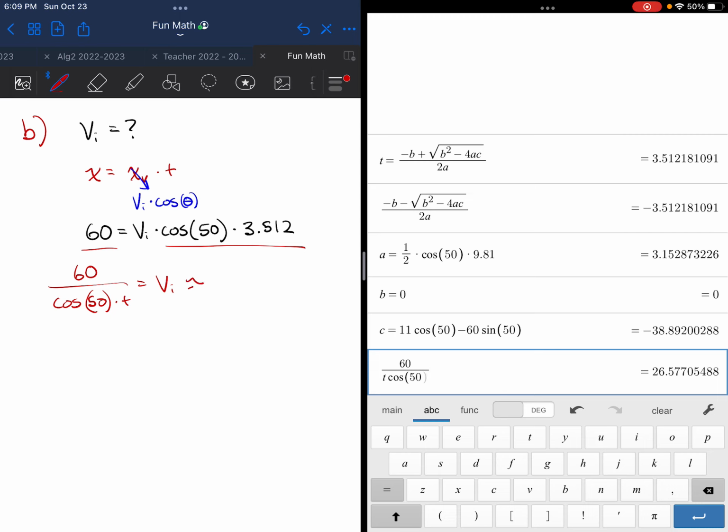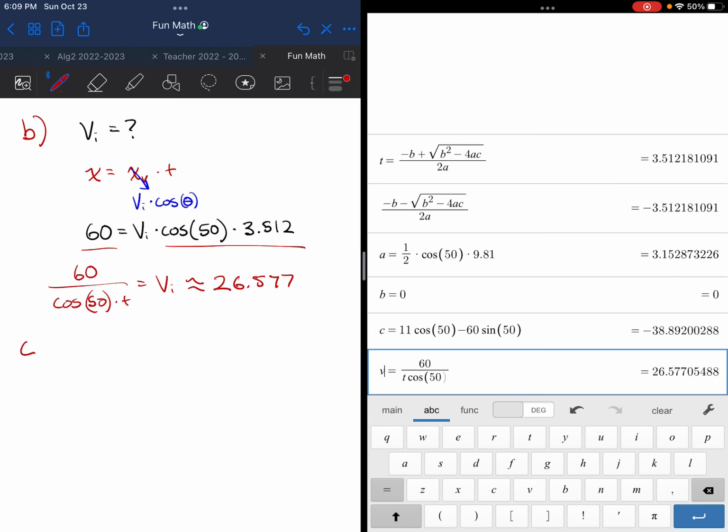So this is about 26.577. Cool. I'm going to store that because that's important to know. That's going to be my initial velocity, so I'll call it v, and v is going to be that variable.